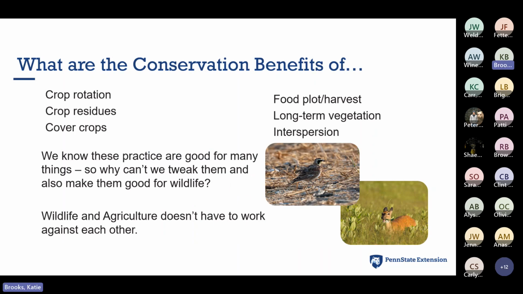Know that these practices are good for a lot of things. So if we tweak them just a little bit, can we make them work for wildlife as well? Can we add a practice that's good for water quality, but also good for wildlife? Things like extending cover crop or delaying mowing or making the field just a tiny bit smaller to increase habitat. These things will help increase the benefit overall to wildlife habitat.